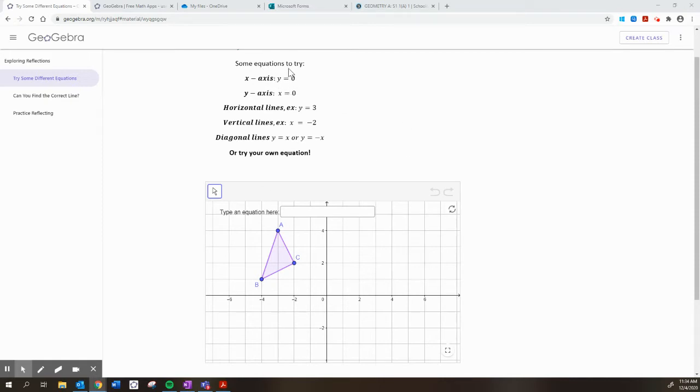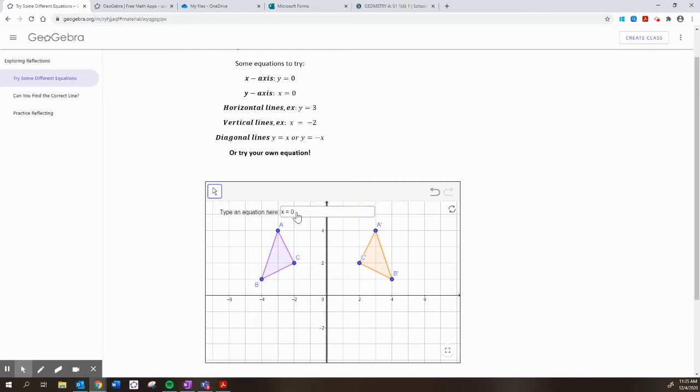What we started with was looking at how reflections work by typing in different equations of lines. I gave suggestions like, what if you typed in the equation for the x-axis, which is y equals 0? And we do that, and look what happens. We get this new triangle that's flipped over that line, which we call the line of reflection. And we tried it with other things like x equals 0, and now the mirrored triangle is on the other side of this darker line here.